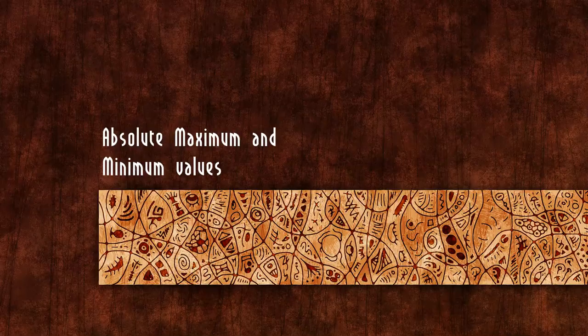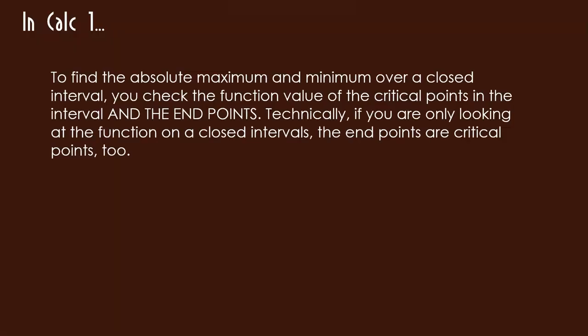Remember back in Calc 1, you were asked to find the absolute maximum and minimum over a closed interval, and it did exist. You checked any critical points within the interval, and then you checked the endpoints, because if your function ends at the endpoints, technically those are critical points also. So you check all the critical points. The biggest one was your maximum and the smallest one was your minimum.